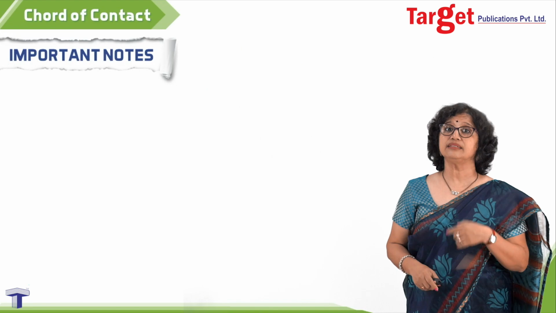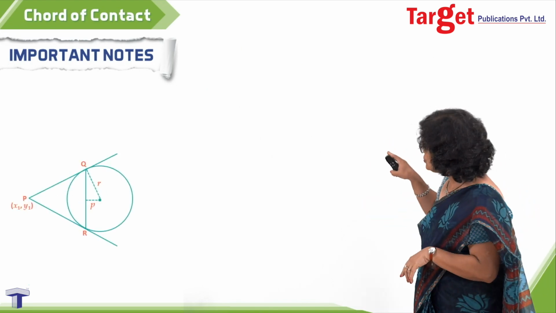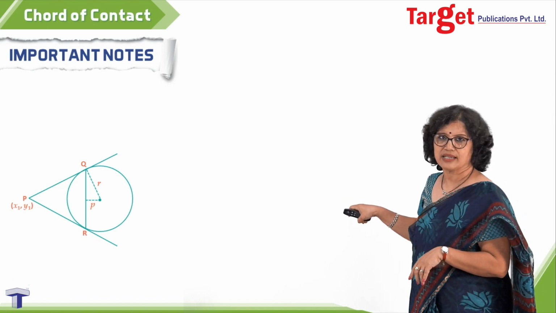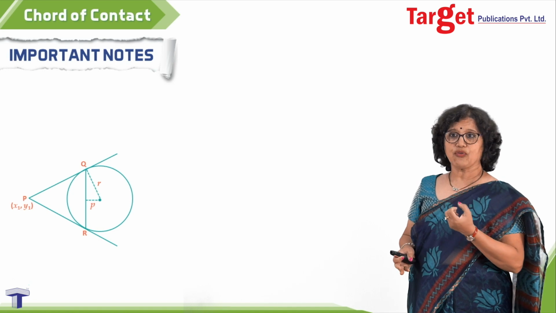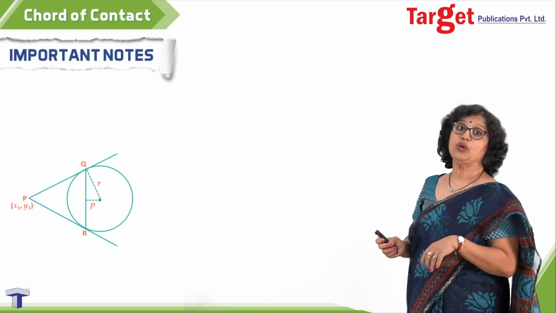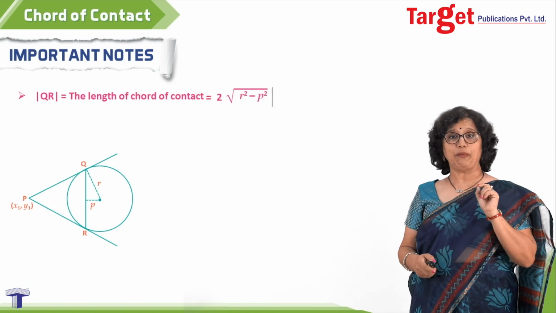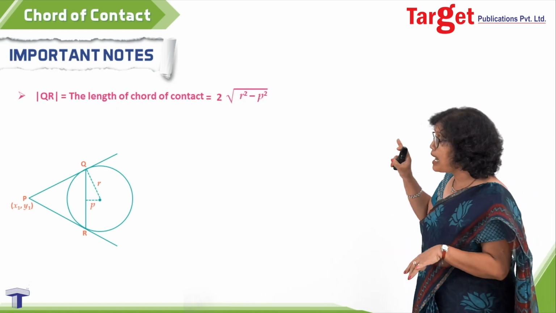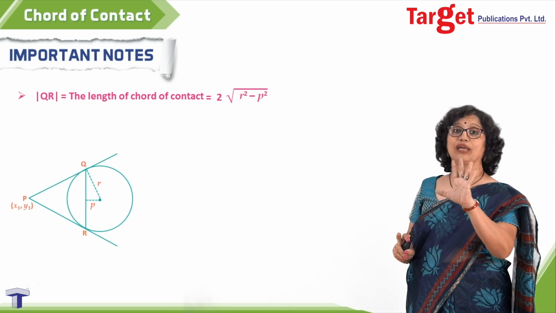The next thing is again an important note you have to remember. The situation is something like this, what we are discussing. I am showing here QR as the chord of contact. I am showing the center also, and also the radius. And somewhere I have written a small p also, which I am going to use. I am telling that the length of the chord of contact also can be obtained.